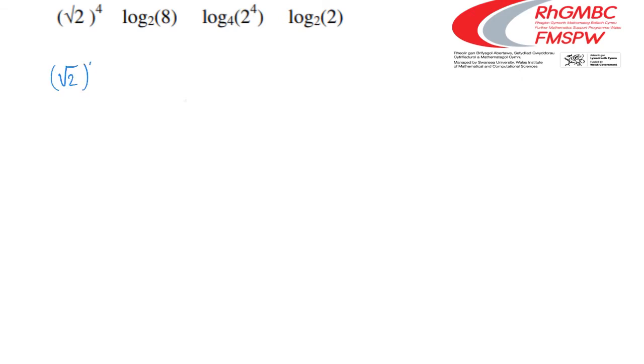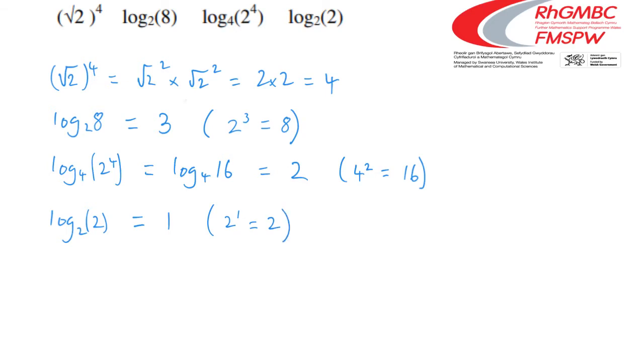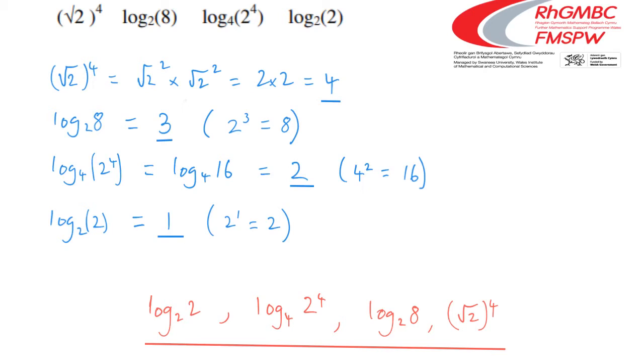The square root of 2 to the power 4 on expansion becomes the square root of 2 squared multiplied by the square root of 2 squared, which in fact is 2 times 2 and so is worth 4. Log base 2 of 8 is 3, since 2 cubed is equal to 8. Log base 4 of 2 to the power 4 is in fact log base 4 of 16, and 16 is 4 to the power of 2, and so this is worth 2. The log base 2 of 2 is 1. This is due to the fact that 2 to the power of 1 is equal to 2. And looking carefully at the values found, we can put these values into order as shown.